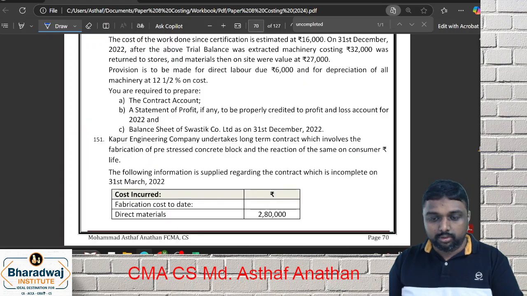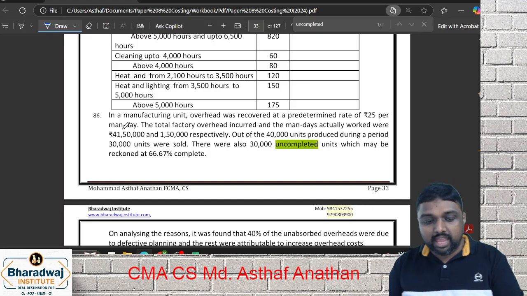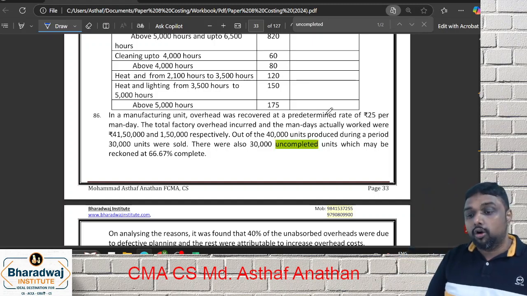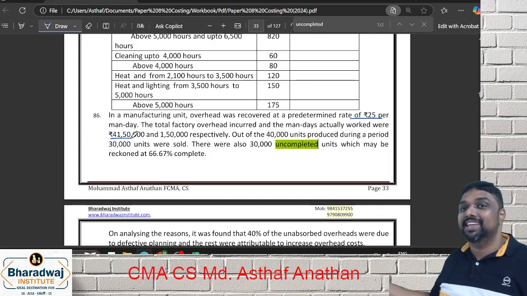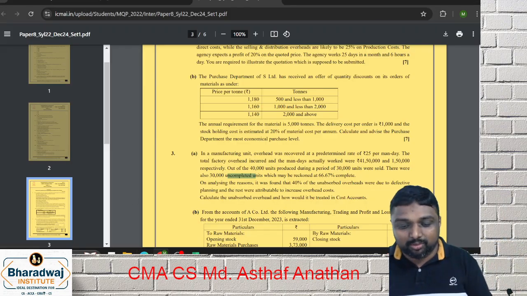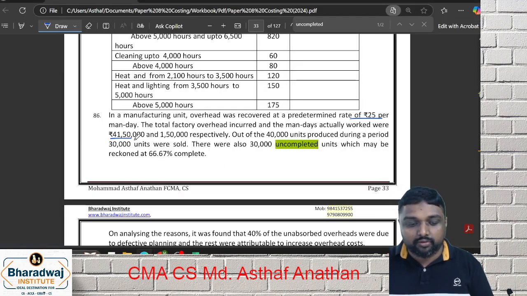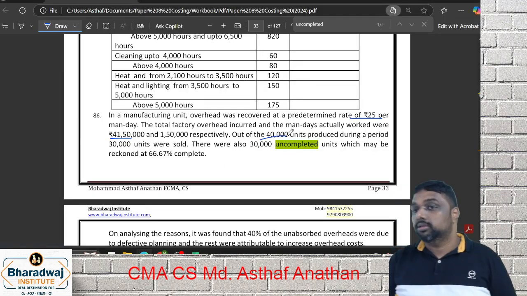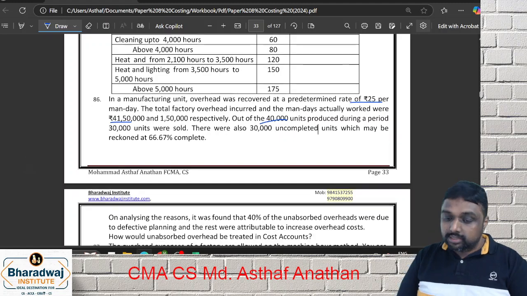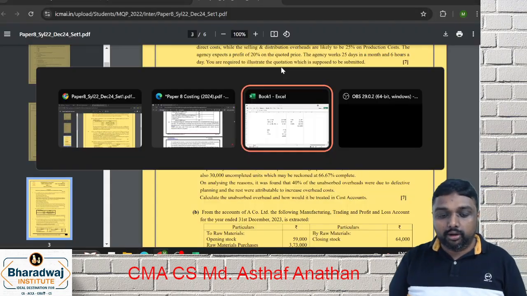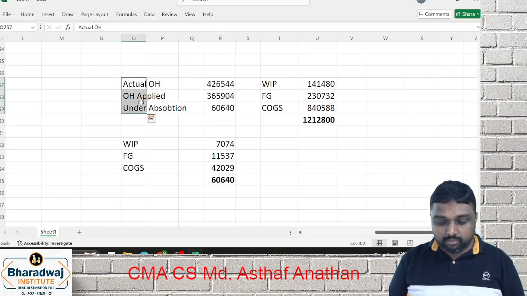Let me show you this one. See, same question. In a manufacturing unit, the predetermined recovery rate is 25, the same question as in the class. 41 lakh 50,000. How did we do this in our class? Same thing. We did the same point, and we discussed this concept now.